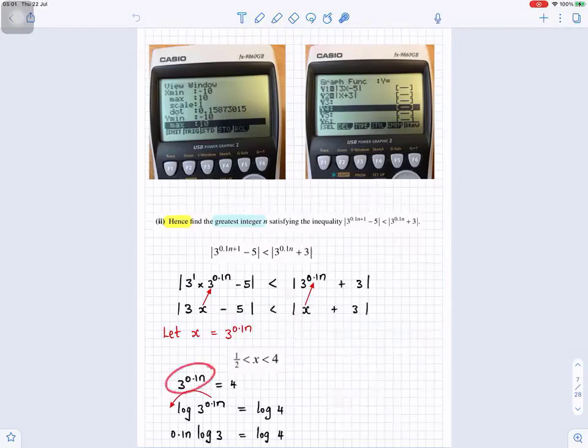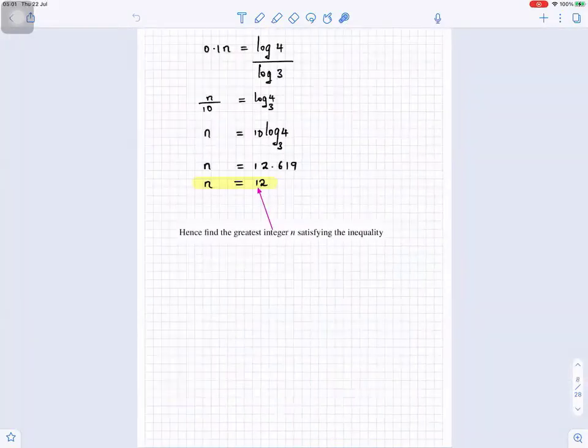So that means 3 to the 0.1n is equal to x, which is 4. So if you put log in front and log in front, 0.1n comes to the front. So 0.1n log 3 equals log 4, and so log 4 divided by log 3. And 0.1 is like 1 over 10, so that's why I put n over 10. So 10 goes to the right, so it becomes 10 times log 4 over log 3.